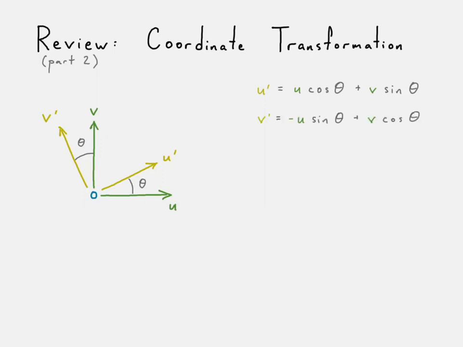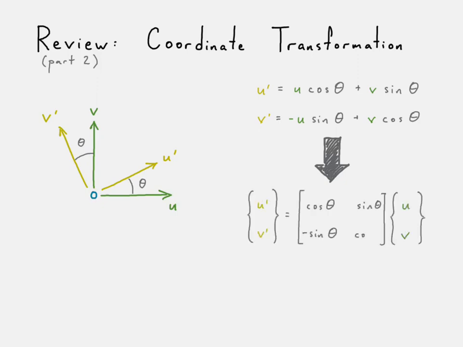Similarly, V prime would be a combination of minus U times sine theta. Why? Because if you look in this direction, that component there is actually going in the opposite direction. And then we go ahead and add V times cosine theta. So those equations are the relationship between our elemental coordinate system and our global coordinate system. And so we can use those to create a matrix form of those equations.